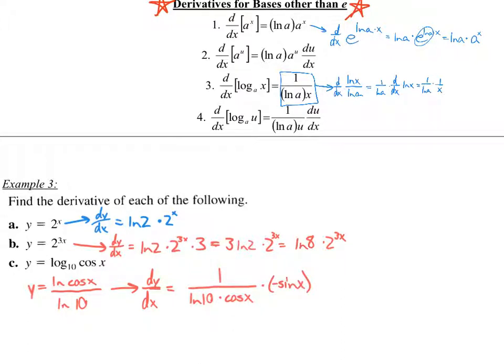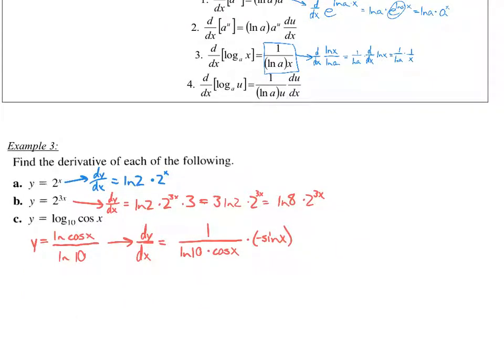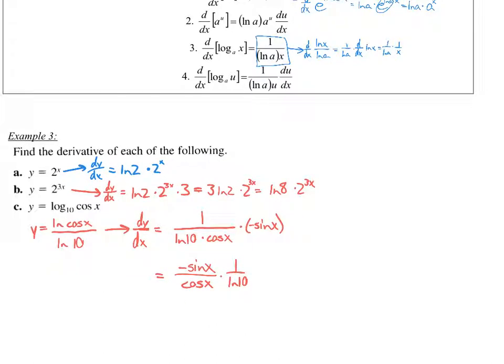Whether you use the formula or you actually rederive it, it may even just be easier to rederive it, because the derivative of ln of u is u prime over u. Well, that's a negative sine x over cosine, right? And then it's times a 1 over ln of 10. Either way, you're getting the same place. Negative sine over cosine ends up being a negative tangent. So I have a negative tangent x over ln of 10.